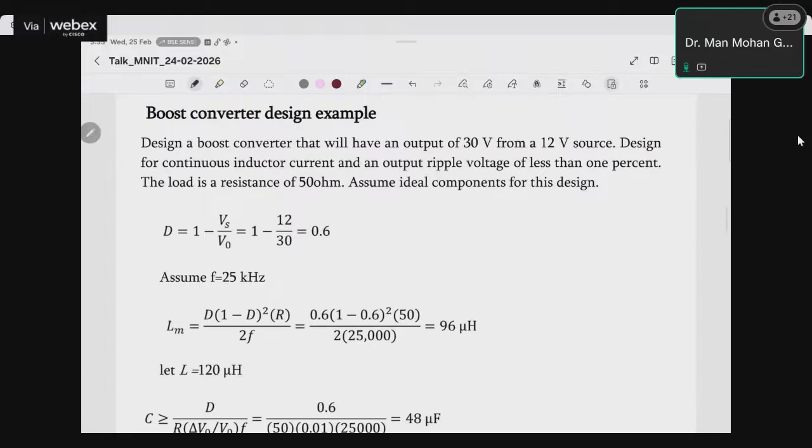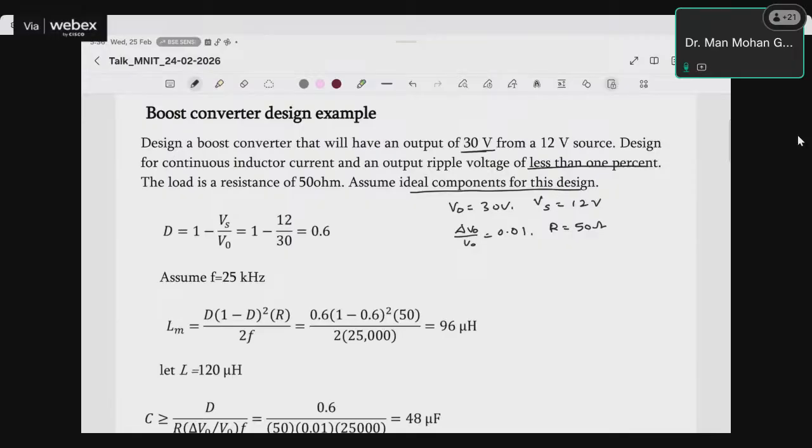We need to design a boost converter for which output voltage is 30 volt and input voltage is 12 volt. So design for CCM operation and an output voltage ripple of less than 1%. So delta V0 upon V0 is given as 1%, which is 0.01. The load is a resistive load, so the value of R is given to us, 50 ohm. Assume ideal components for this. So these 4 parameters are given to us, design parameters, and we need to find the value of L and C, right?